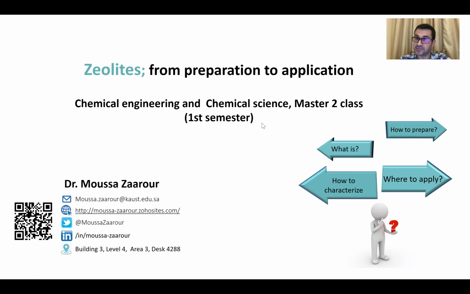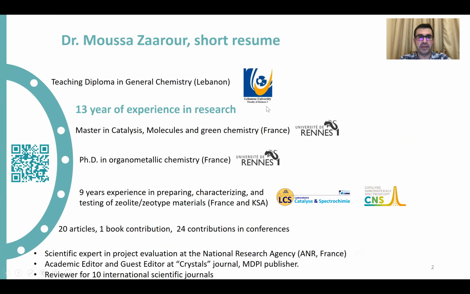Well, let's start by presenting myself. My name is Musa Zarur. I obtained a teaching diploma in general chemistry from the Lebanese University in 2007. Then I moved to France, where I started my master's degree in research. I had a master's degree in catalysis, molecules, and green chemistry, then a PhD in organometallic chemistry.